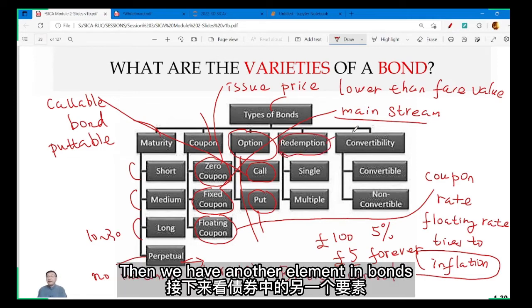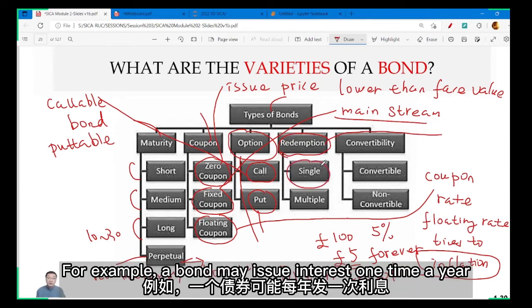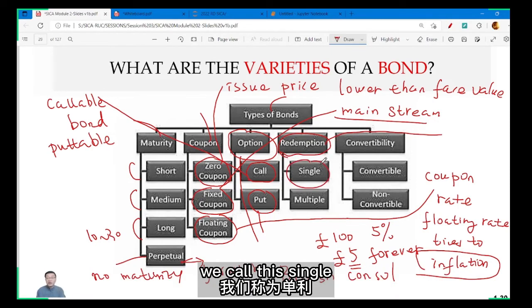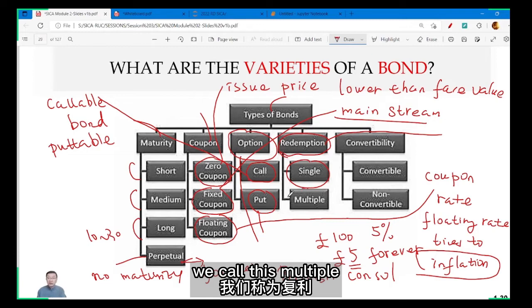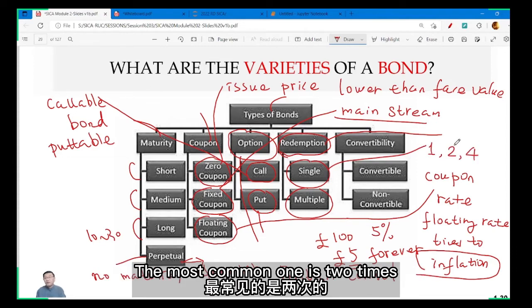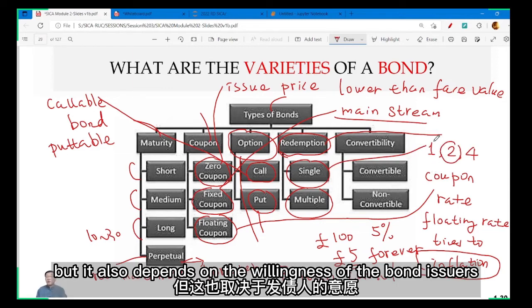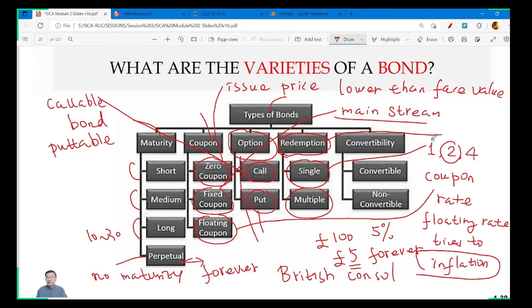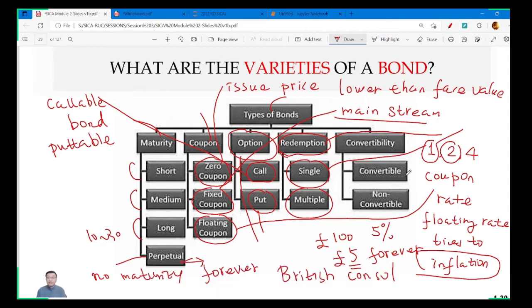Then we have another element in bonds, which is called redemption. For example, a bond may issue interest one time a year. We call this single. Or a bond may issue interest a couple of times a year. We call this multiple. Typically, it's one time, two times, or four times. The most common one is two times, but it also depends on the willingness of the bond issuers. In China, one time is also popular.